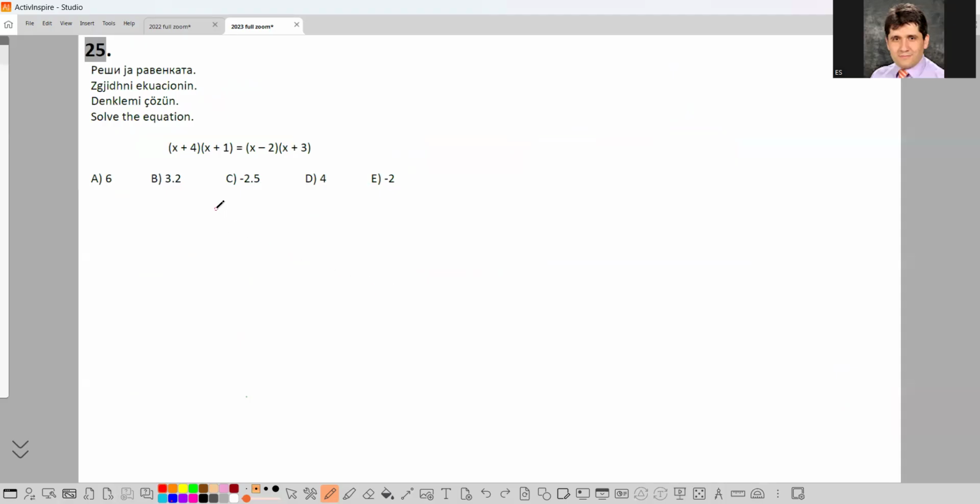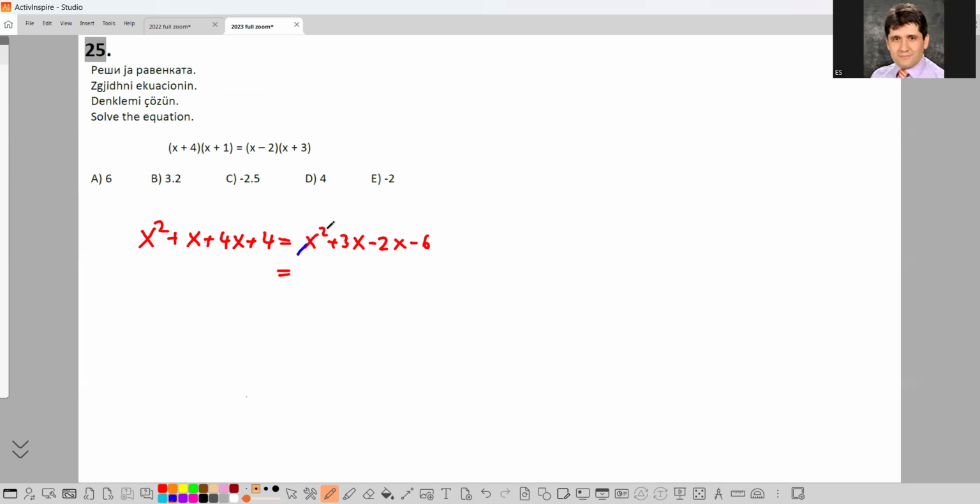And we have one more question, which is solve the equation. Of course, I need to get rid of brackets first here. So x times x, that is x squared. X times 1, it's x. 4 times x, 4x. 4 times 1, 4. I'm done with left-hand side. What about right-hand side? X times x, x squared. X times 3, 3x. Negative 2 times x, negative 2x. Negative 2 times 3, that's negative 6.